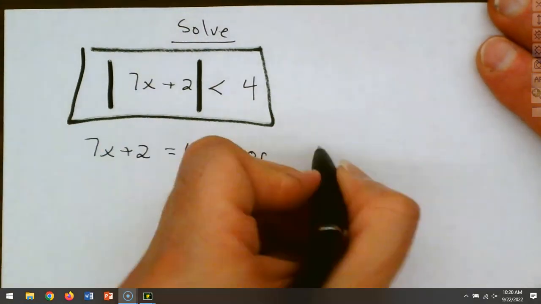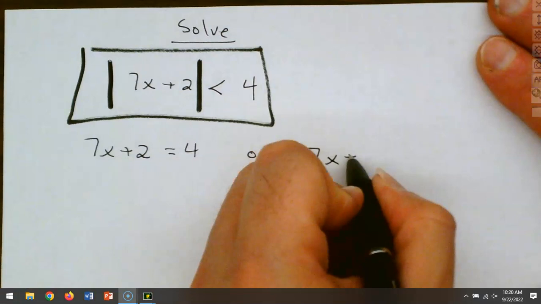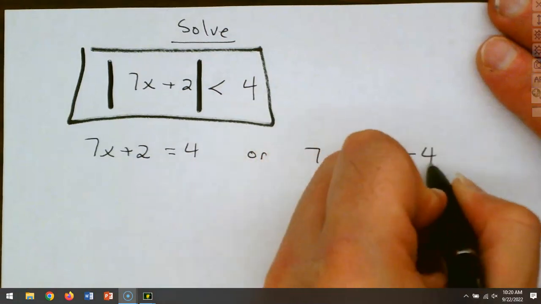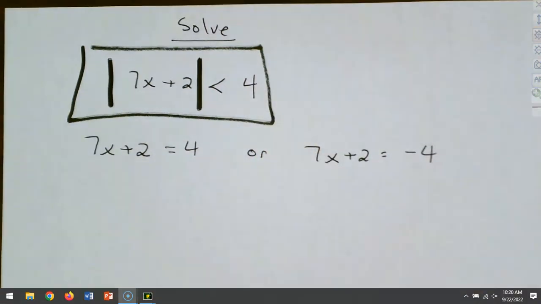Or 7x plus 2 equals a negative 4, right? Does everyone see where I got the two equations from? Okay, pretty simple on these.